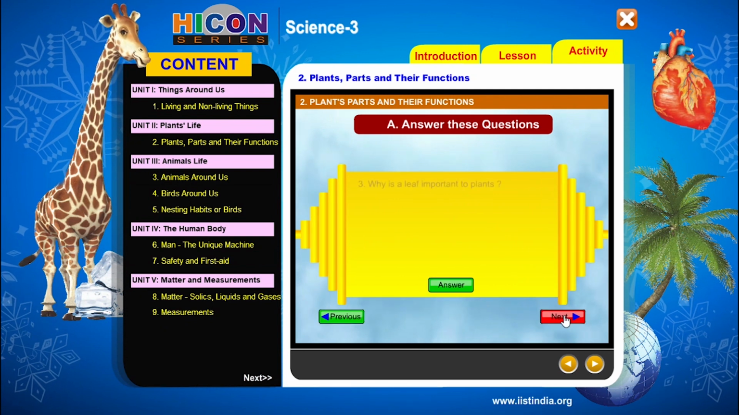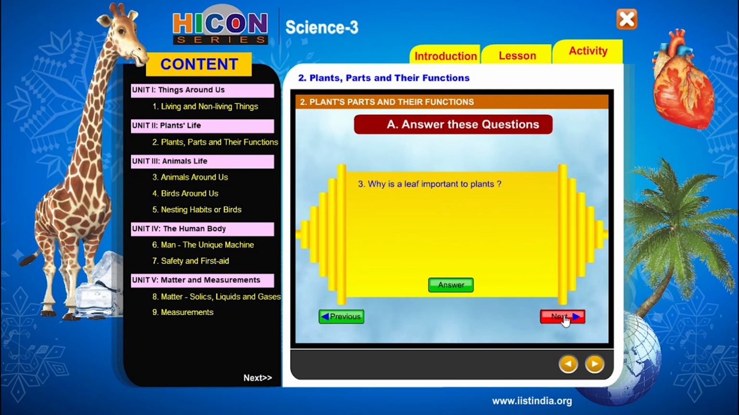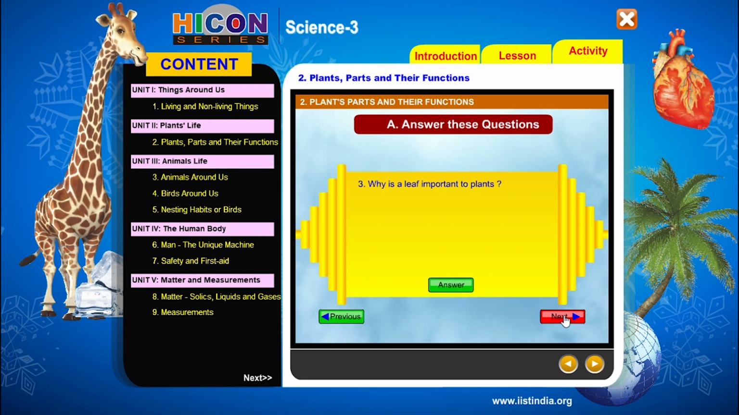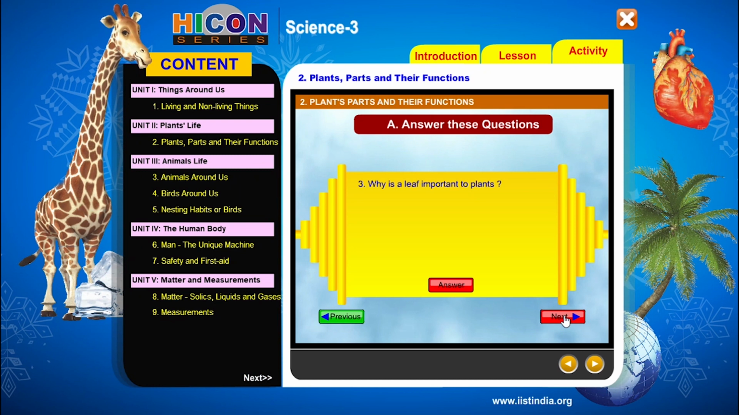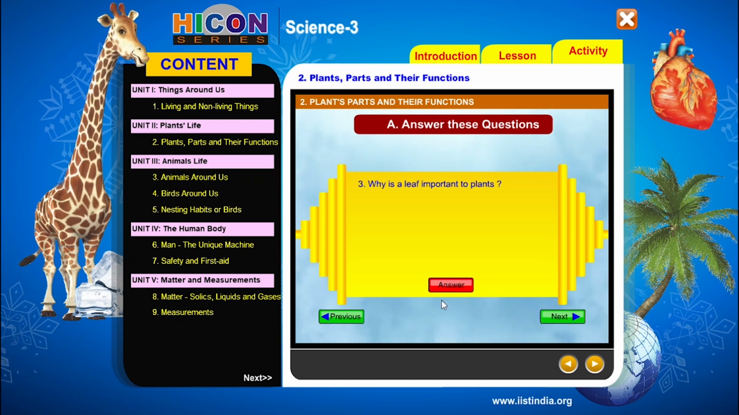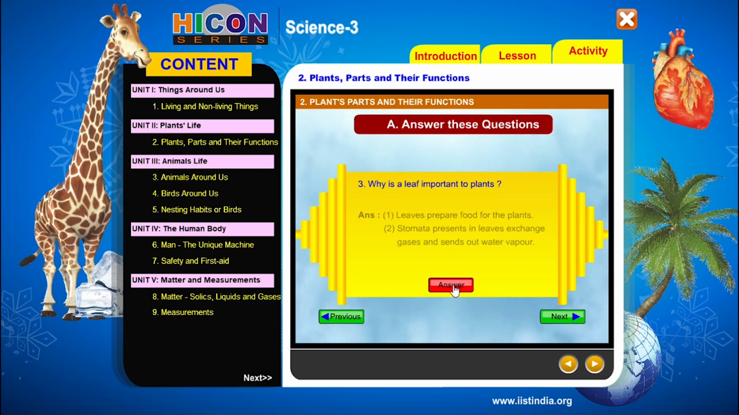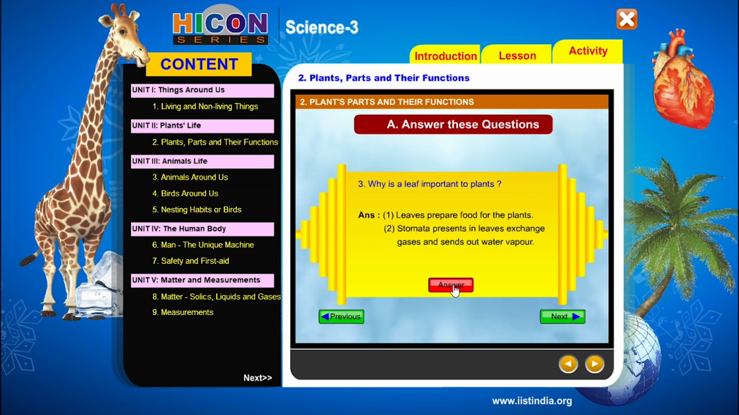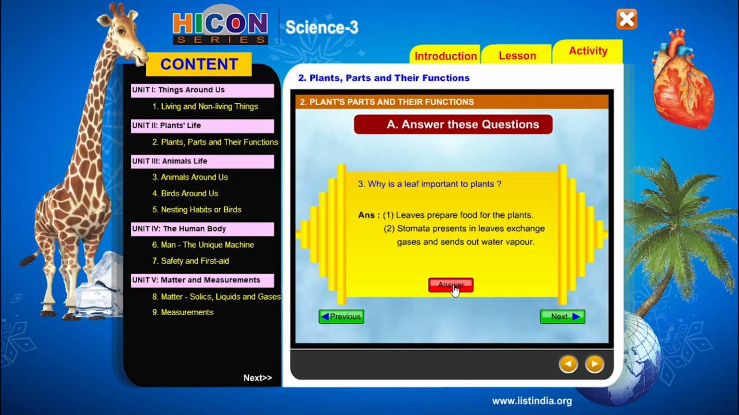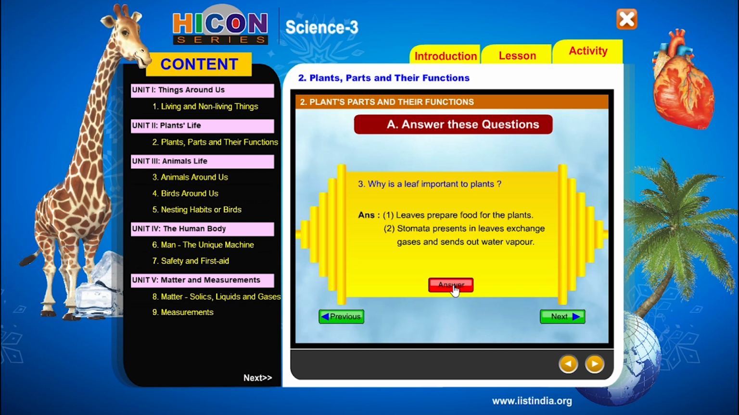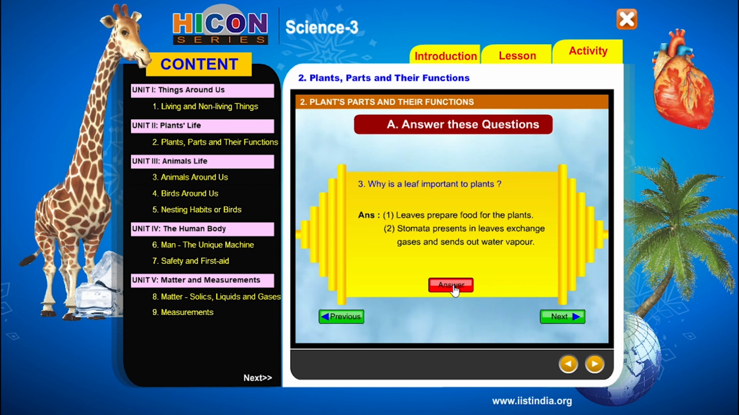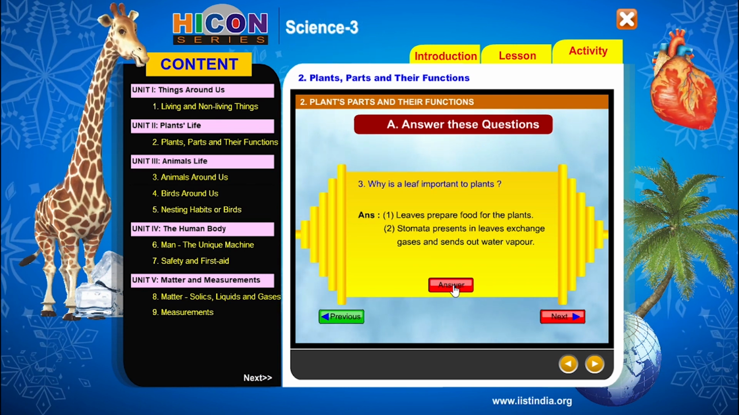And the third question is, why is a leaf important to plants? Children, see the answer for this question. The answer is, leaves prepare food for the plants. And second, stomata present in leaves exchange gases and send out water vapor. So children, the leaf is a very important part of the plant because it prepares food required for the plant.